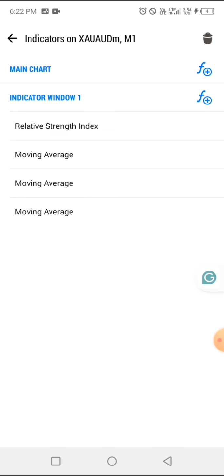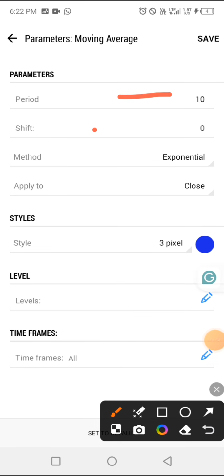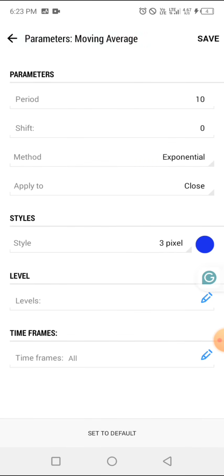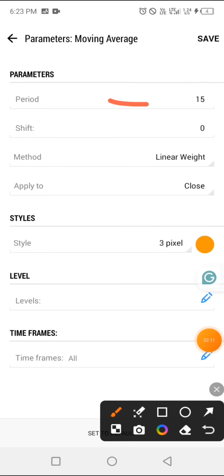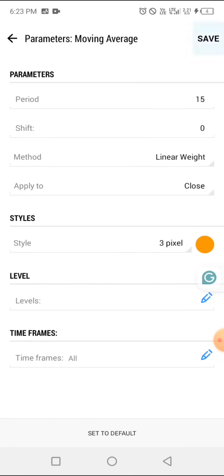Okay, so the first moving average you're going to be using, in your parameters, the period is 10, shift is 0, the method is exponential. Guys, make sure it's exponential, and apply to close, use 3 pixel, then use color blue. Once you have all of this figured out, you click on save. The second moving average, the period is 15, the shift is 0, the method is linear weight. Guys, take note, in this particular moving average, the method is linear weight. Then apply to close, then use 3 pixel. Once you have all of this figured out, you click on save.